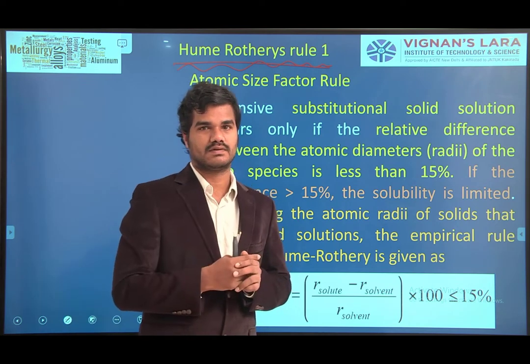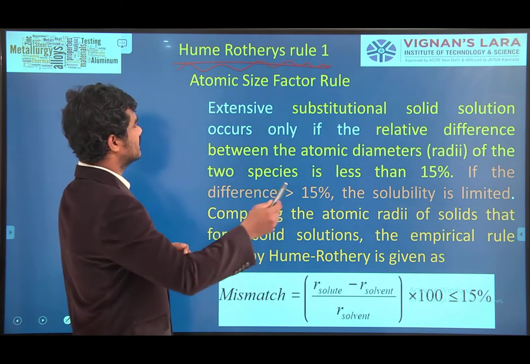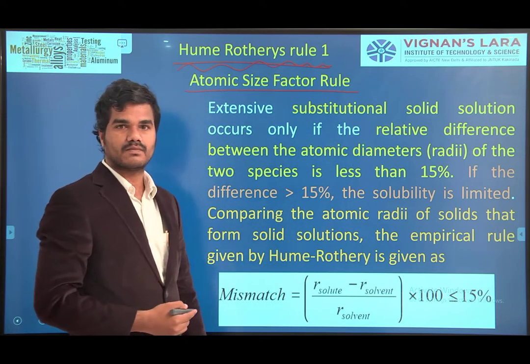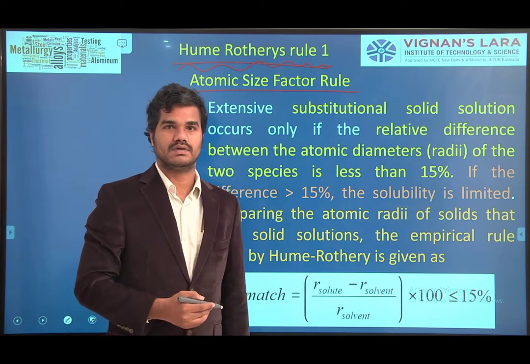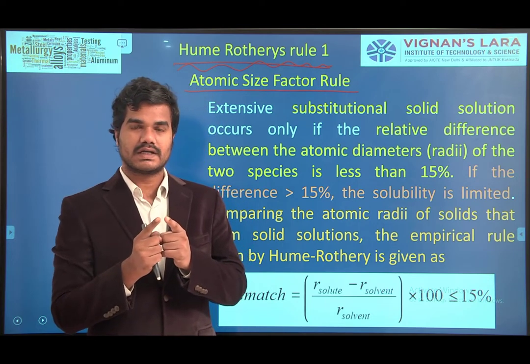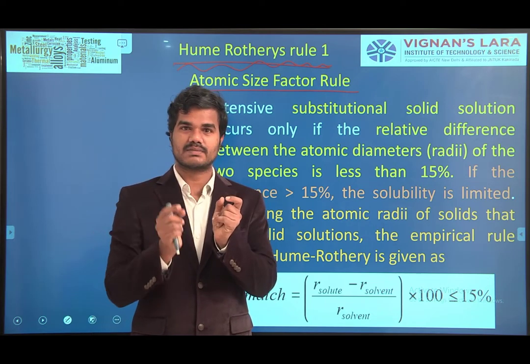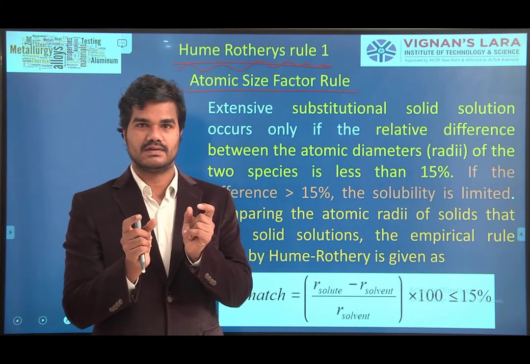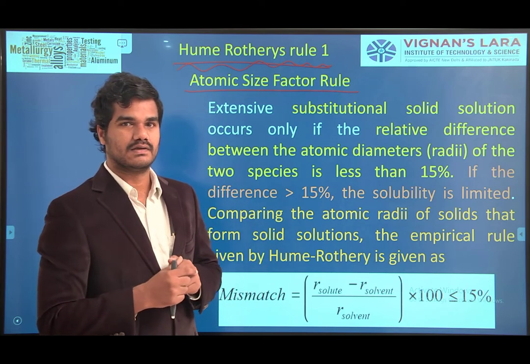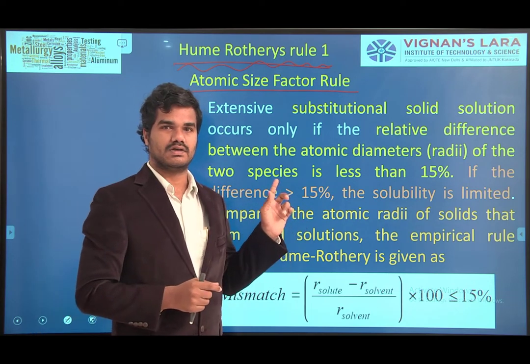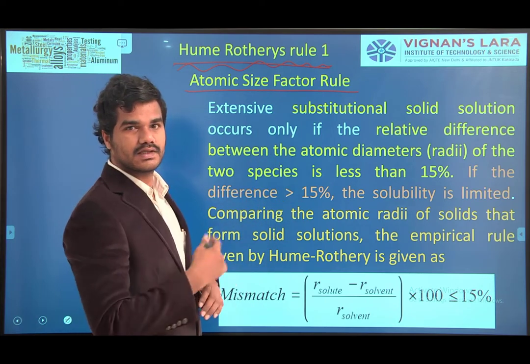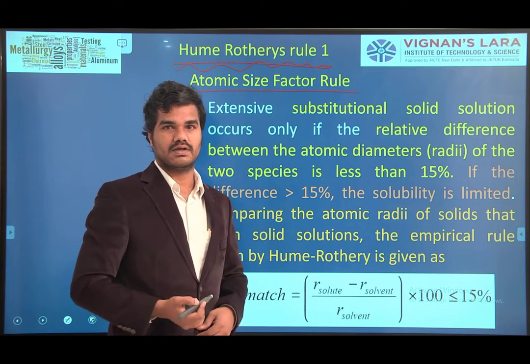Rule number 1. What is that? The first rule is called the atomic size factor rule. For combining two metals, what is the atomic size of metal A? What is the atomic size of metal B? How should it be? Hume-Rothery rule 1 tells about that. So rule 1 is called the atomic size factor rule. Let us get into what rule number 1 of Hume-Rothery is.